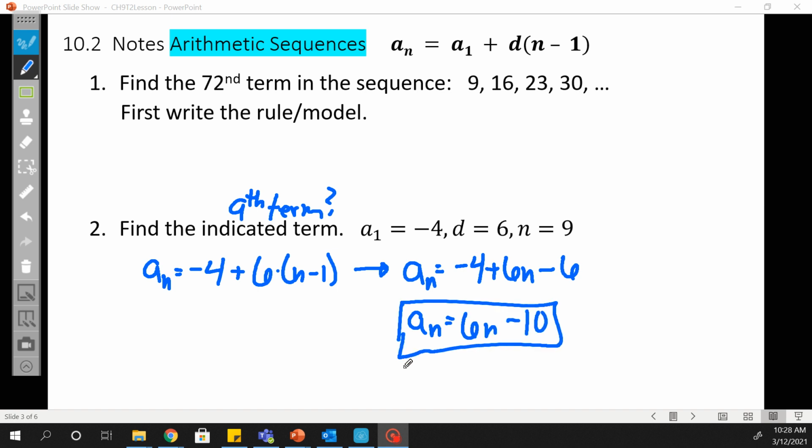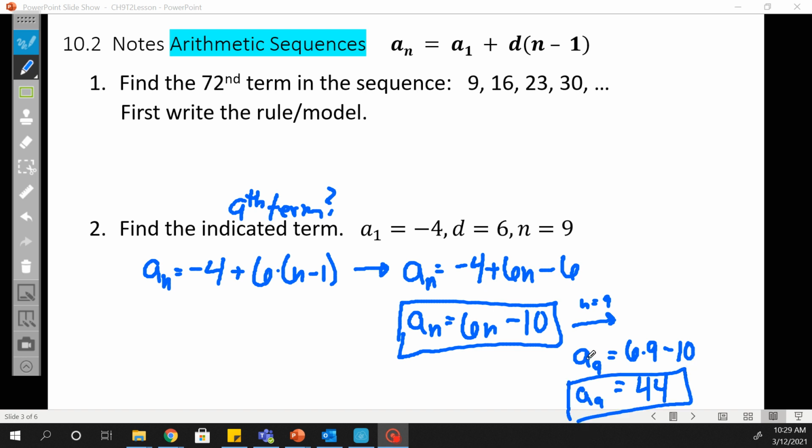So this will generate any term in the sequence. Well, I'm looking for the 9th term in the sequence, so where n is equal to 9. So a sub 9 is equal to 6 times 9 minus 10. 6 times 9 is 54, minus 10 is 44. So the 9th term in the sequence, where the starting number is negative 4 and the difference is 6, would be 44.